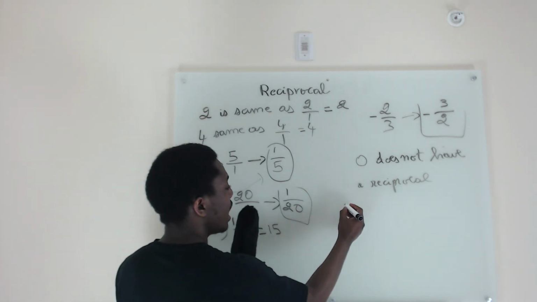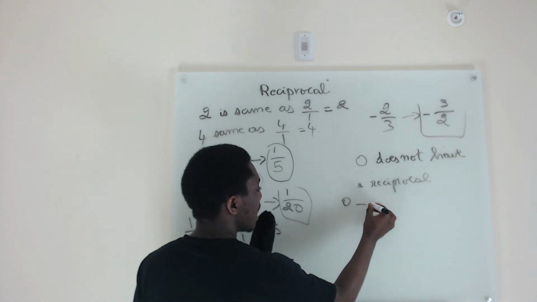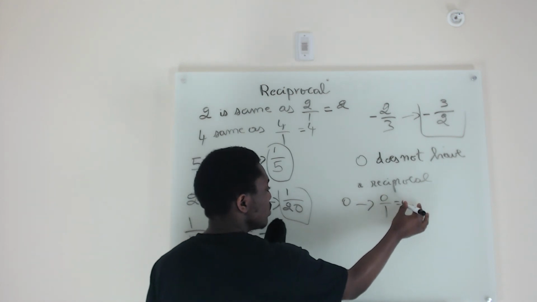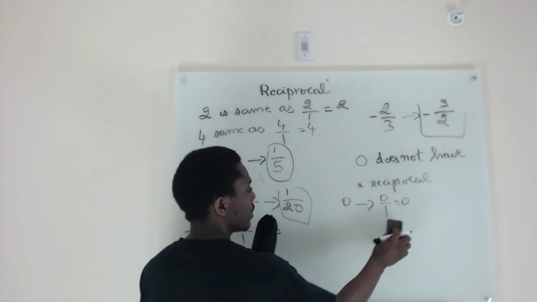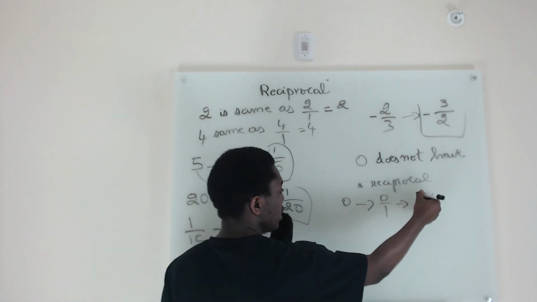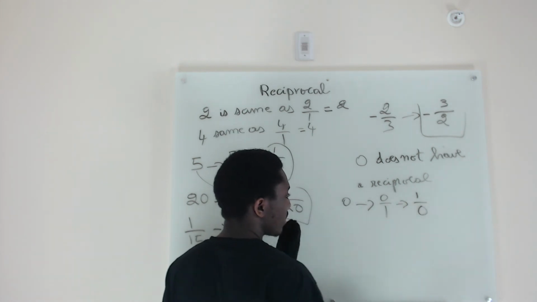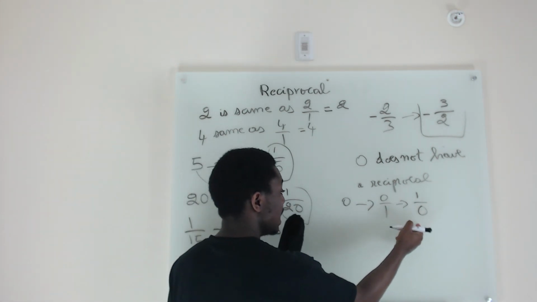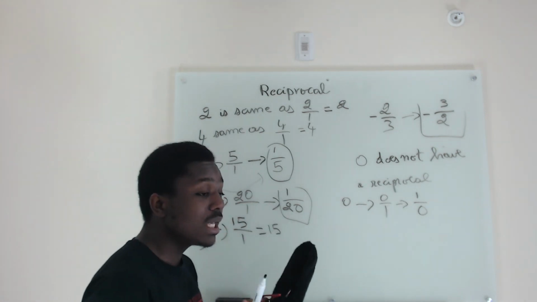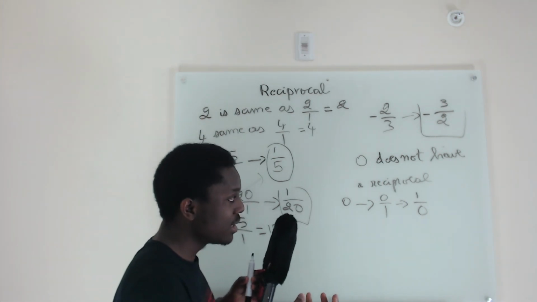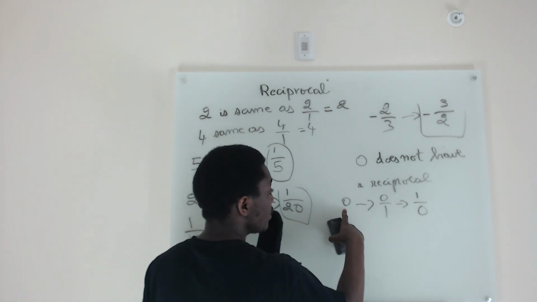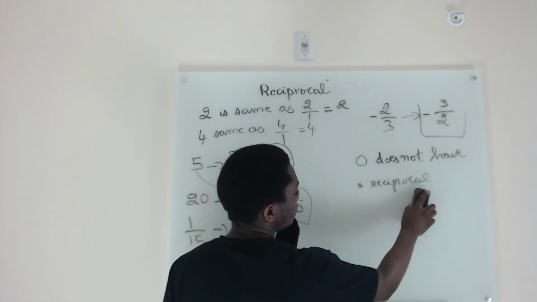Because when you have 0, right, you can write it as 0 over 1. And 0 over 1 is going to be 0, right? Or when you have 0 over 1 and you try to flip this, 1 goes on the top and 0 goes on the bottom. So this is very dangerous. Why? Because you cannot divide a number by 0. You cannot divide something by nothing. Okay? So that's why the number 0 does not have a reciprocal.